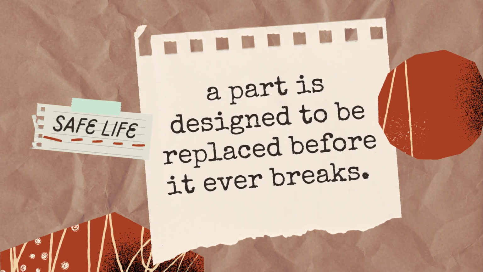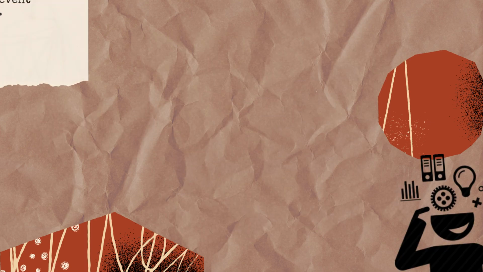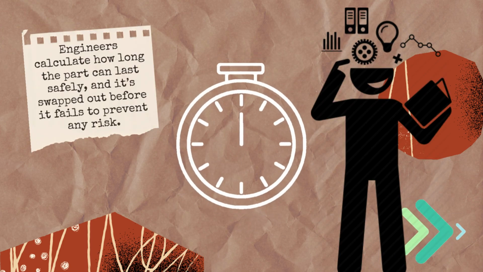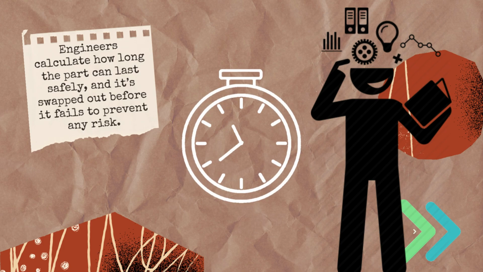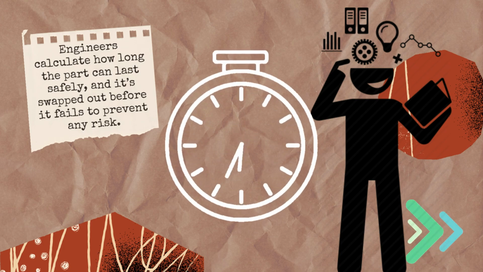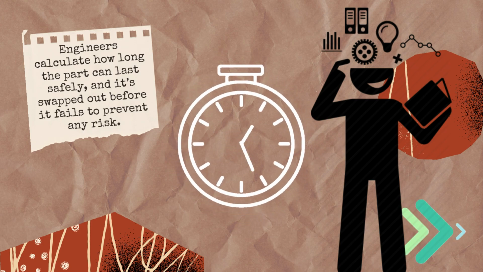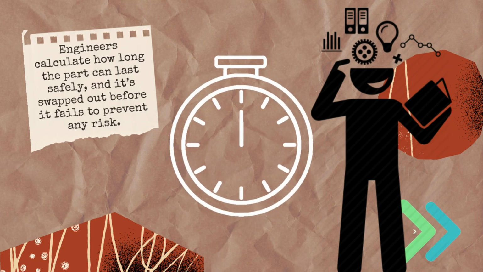Now, let's move on to safe life design, which takes a different approach. Safe life means a part is designed to be replaced before it ever breaks. Engineers calculate how long the part can last safely, and it is swapped out before it fails to prevent any risk. Instead of allowing parts to fail and then relying on backups, safe life focuses on preventing failure completely.